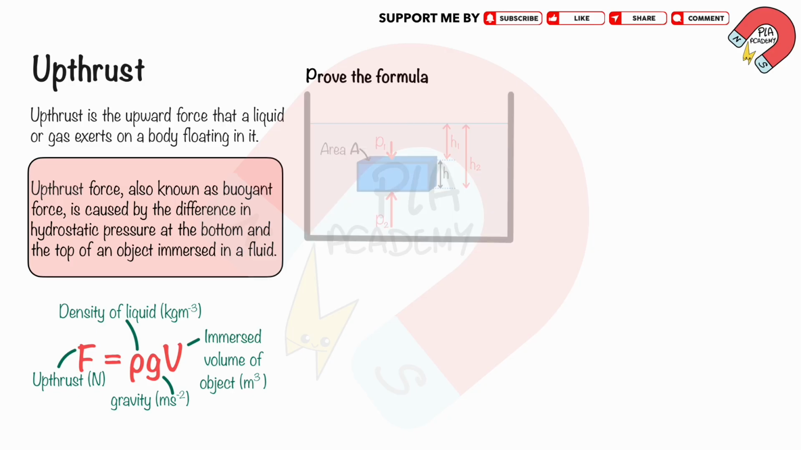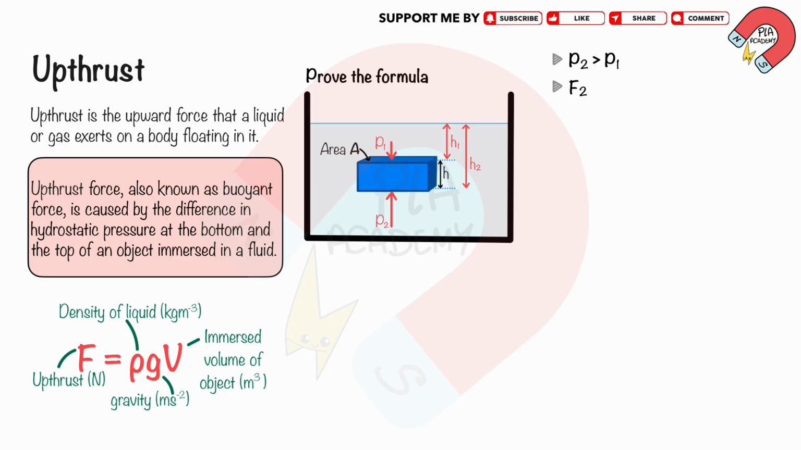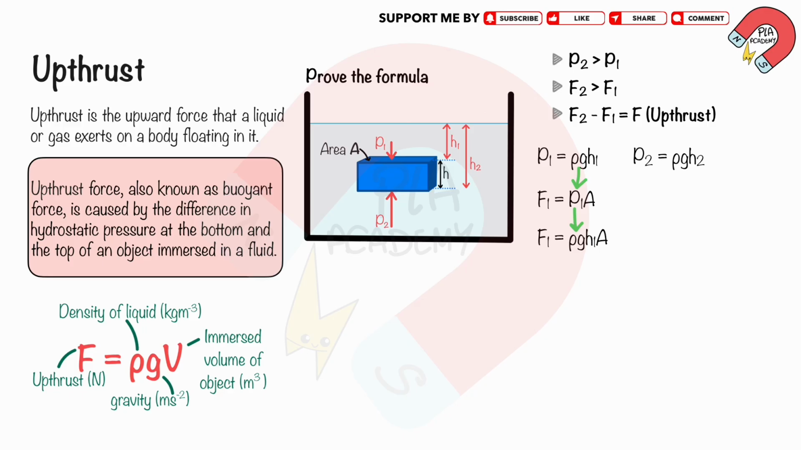We can prove the formula of the upthrust as follows. Pressure at the bottom, P2, is greater than pressure at the top, P1, resulting in a greater upward force, F2, than downward force, F1. This difference in forces, F2 minus F1, is the upthrust F. P1 equals ρgh1. F1 equals P1 times A, where F1 is the force due to P1, so F1 equals ρgh1A. P2 equals ρgh2. F2 equals P2 times A, where F2 is the force due to P2, so F2 equals ρgh2A.